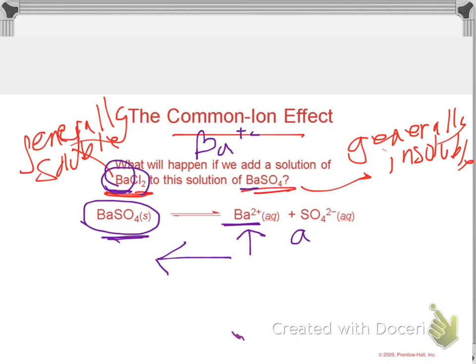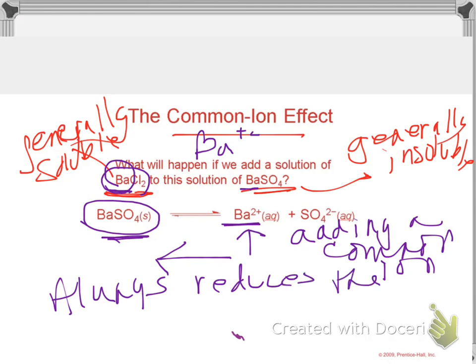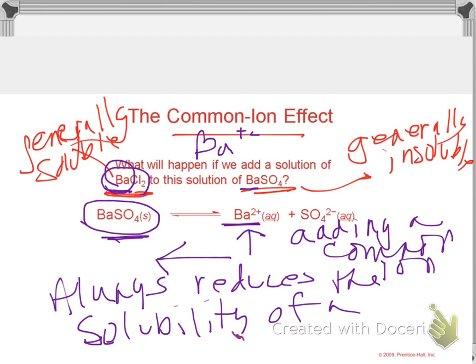So adding a common ion always reduces the solubility of a generally insoluble salt. And it's a simple application of Le Chatelier. Let's do an actual problem where we look at quantitatively what's happening with a common ion.